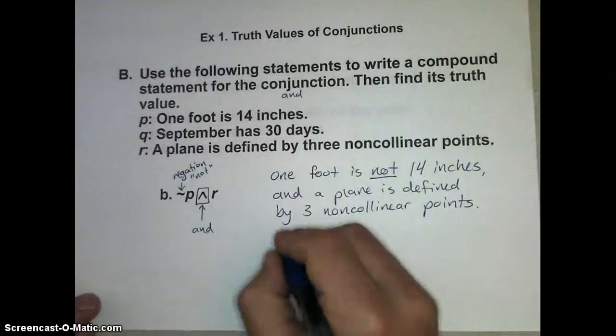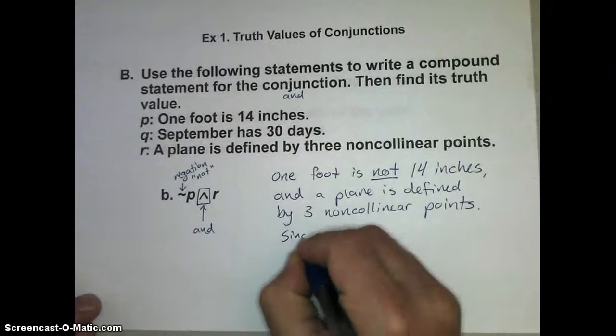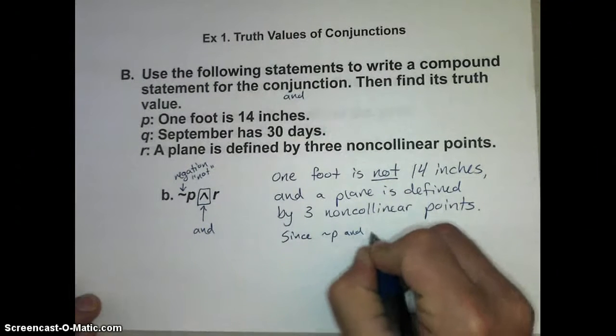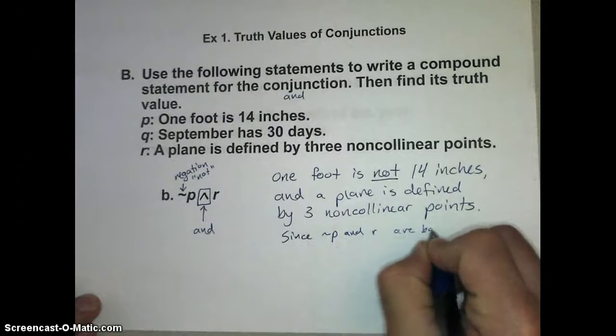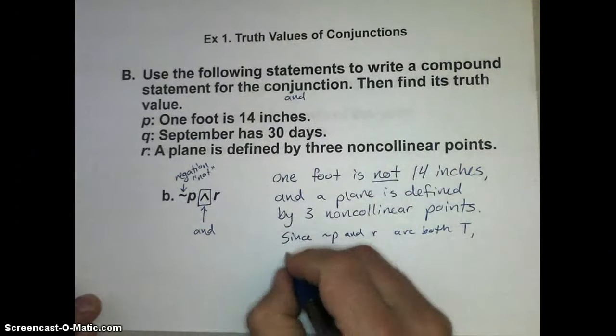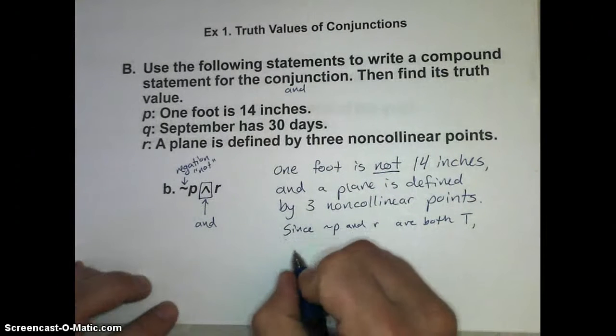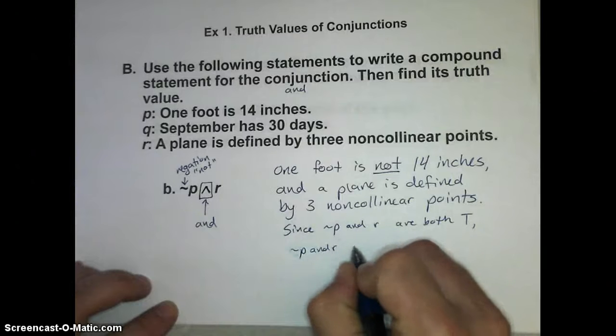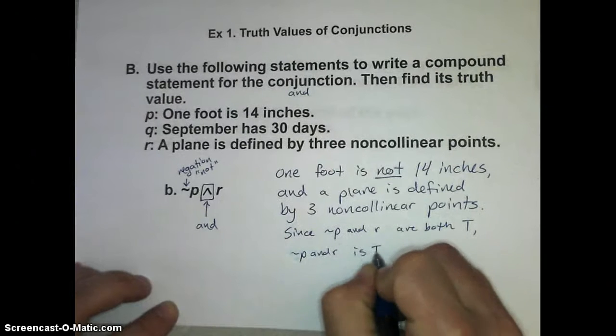So since not P and R are both true, the conjunction not P and R has a truth value of true.